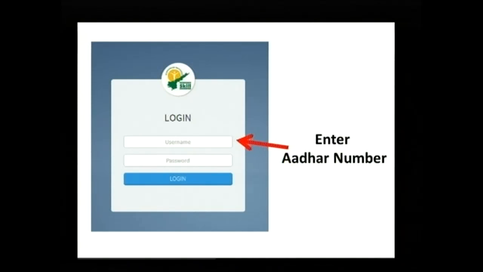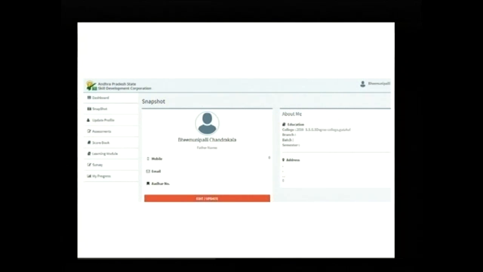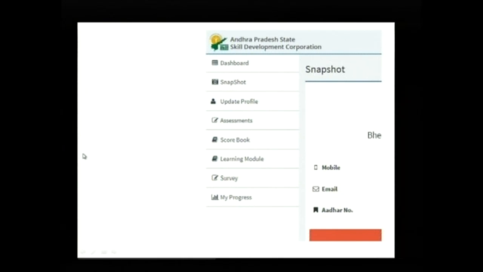When you work on this particular tool, you need to ensure you are using Google Chrome only. It will work only on Google Chrome. You need to log in with your Aadhaar ID, and the Aadhaar ID is your username. Aadhaar ID will be your password as well. And you see your profile. Once you see your profile, on the left lane, or left pane, lane or pane, both are pretty much the same. On the left pane, you will have Assessment.